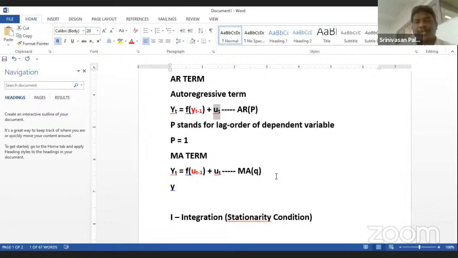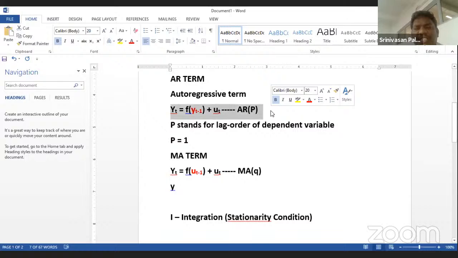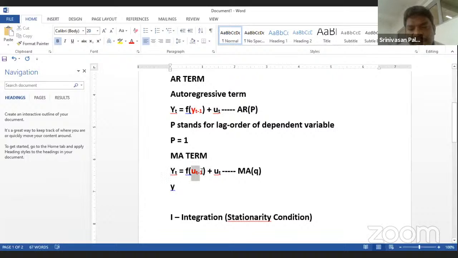So see, listen, what is UT? Unknown component. It can be a shock. It can be anything that influences the share price. Correct. So see the equation: YT is influenced by YT minus 1, UT is also influenced by UT minus 1. So on that logic, I am going to use the MA term. What is the MA term? YT is also influenced by UT minus 1. Okay, this concept I'm talking about.